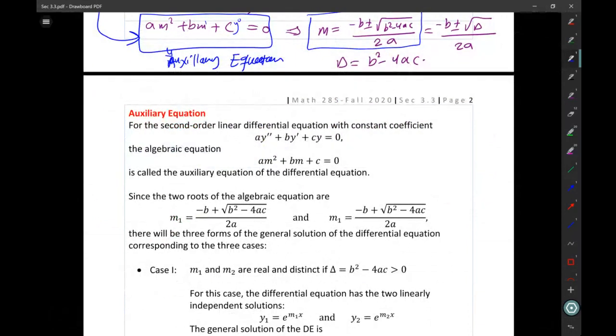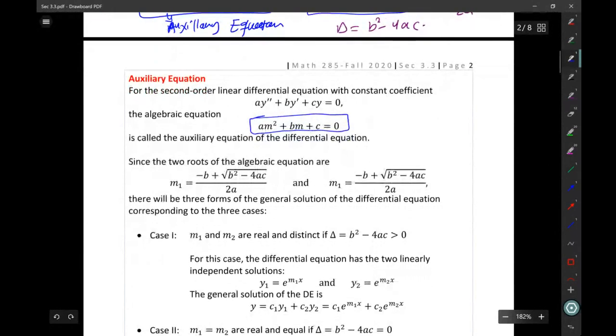Therefore, in general, if you have the equation a y double prime plus b y prime plus c y, its auxiliary equation is this one here. Now you will find the roots m1 and m2. m1, the root of this auxiliary equation, is minus b plus the square root of delta divided by 2a, while m2 is minus b minus, no, here it should be minus.